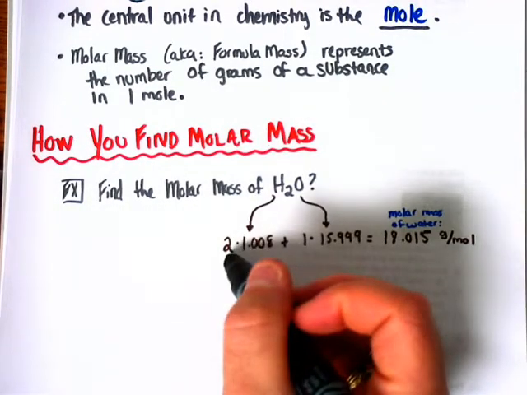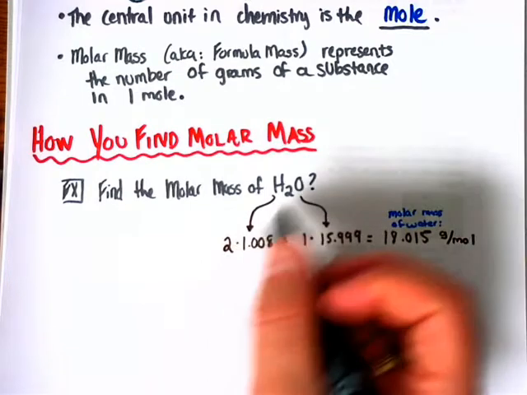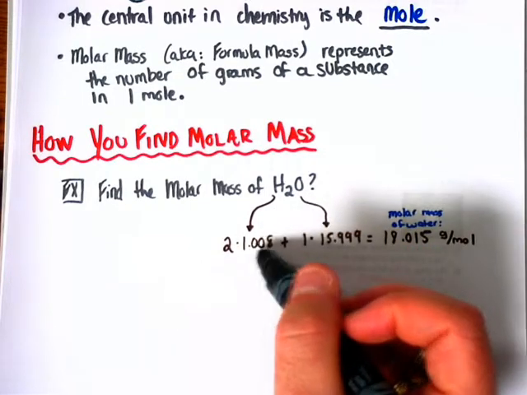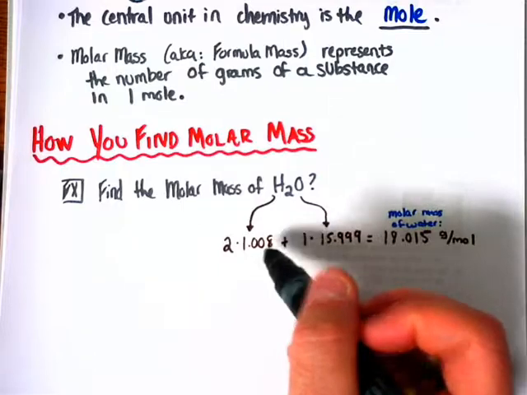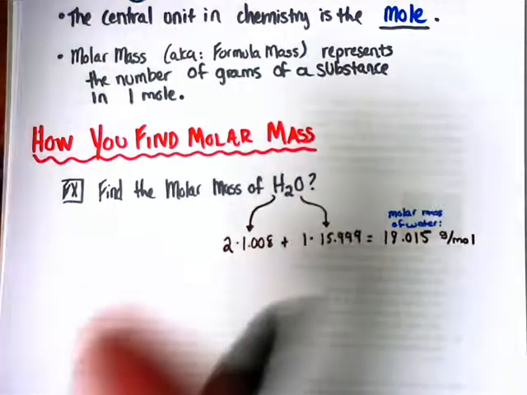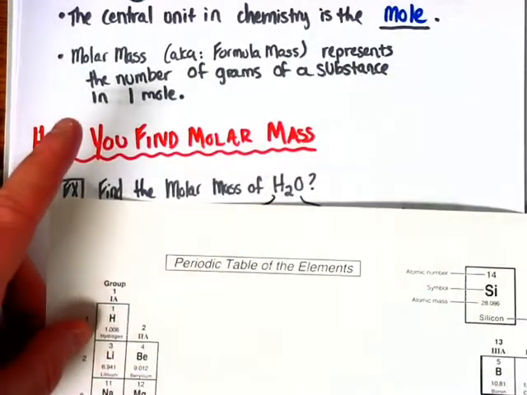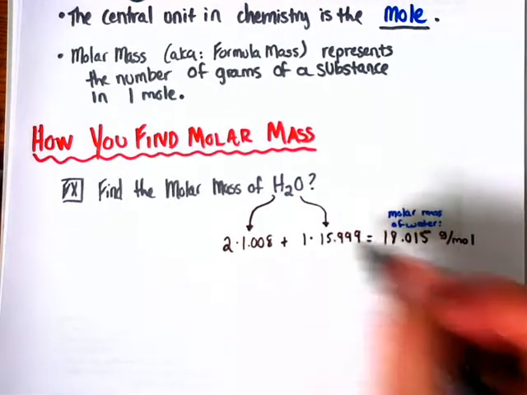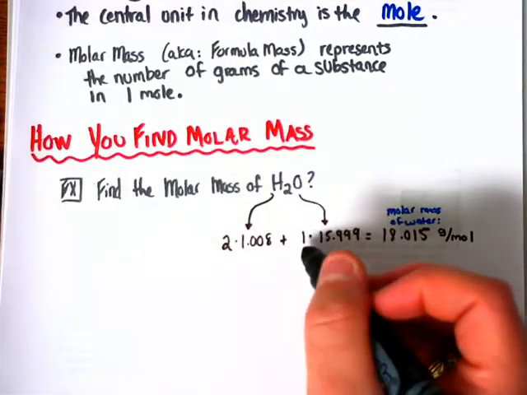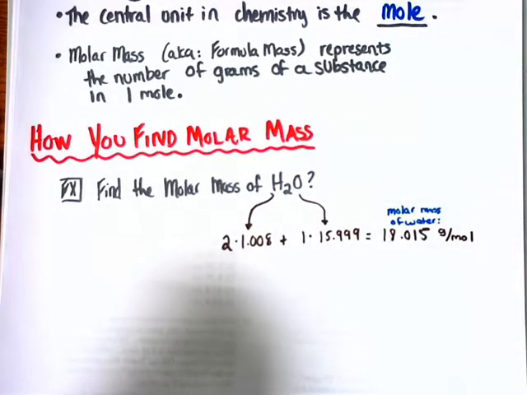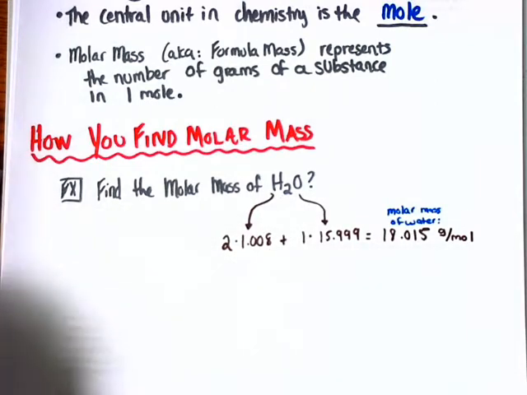Where did I get this 2 from? The number of H's, right? This 1.008, what was that? The mass of H. You can look at that on the periodic table and find it very quickly. That's the mass of the H. And of course 15.999 was the mass of the O times 1 because there's only one O. Good? Let's look at a different example real quick.